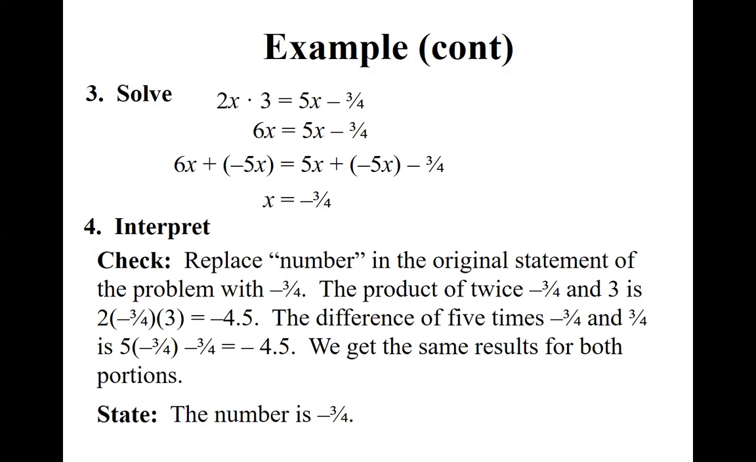The difference of 5 times negative 3/4 and 3/4. 5 times negative 3/4 would be negative 15/4. Negative 15/4 minus 3/4 is negative 18/4 again. That is negative 4.5. We get the same result for both sides. Our check has worked out. So we can state that the number is negative 3/4.